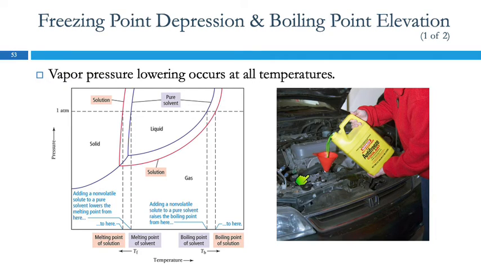And this is why we don't put pure water in our radiators. Adding antifreeze, which is typically ethylene glycol, increases the boiling point of the fluid. It also decreases the freezing point. So it has to get colder before it'll freeze. And if you live in Minnesota, that matters. You don't want your radiator freezing solid.